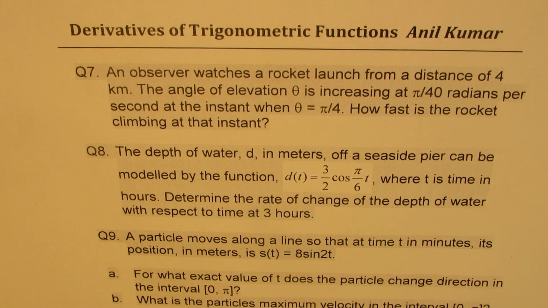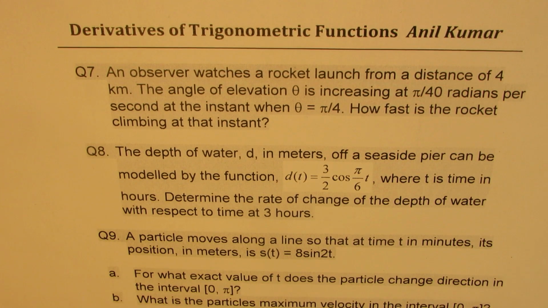Now here are other application questions. Question number 7. An observer watches a rocket launch from a distance of 4 kilometers. The angle of elevation theta is increasing at pi/40 radians per second at the instant when theta is pi/4. How fast is the rocket climbing at that instant? Question number 8. The depth of water D in meters of a seaside pier can be modeled by the function d(t) = 3/2 cos(pi t/6), where t is time in hours. Determine the rate of change of the depth of water with respect to time at 3 hours.